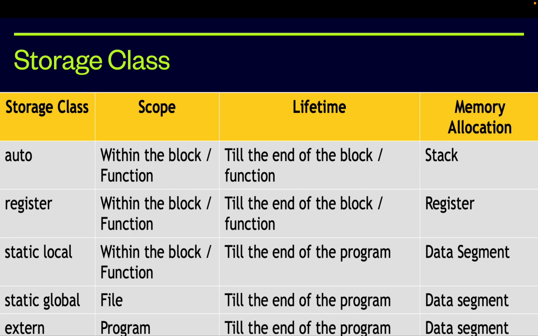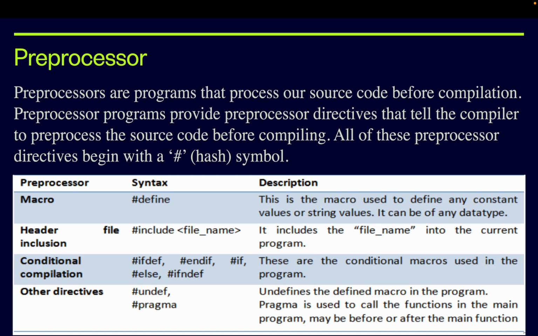Then we have a static global. Its scope is inside the file, and the lifetime is till the end of the program, and it will get memory inside the data segment. Then we have extern. Its scope is within the program and lifetime till the end of the program, and it will get the memory inside the data segment.